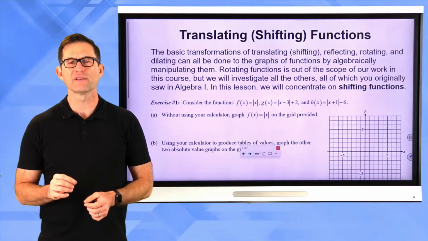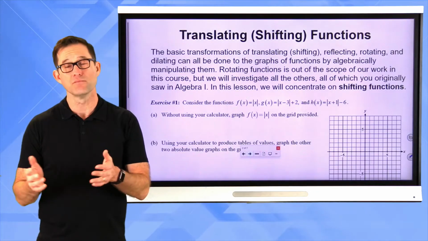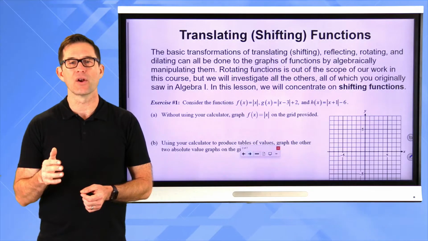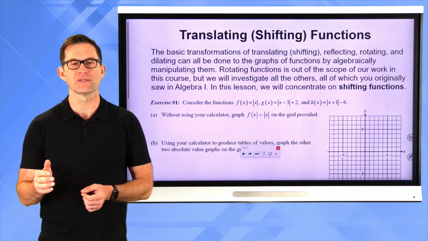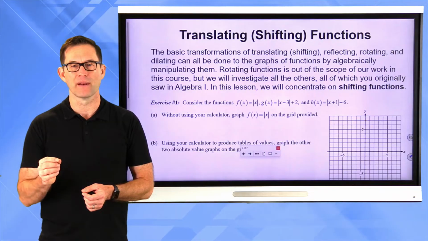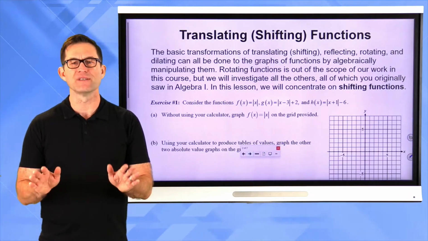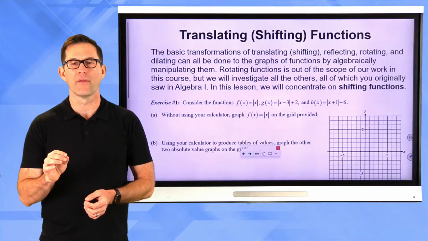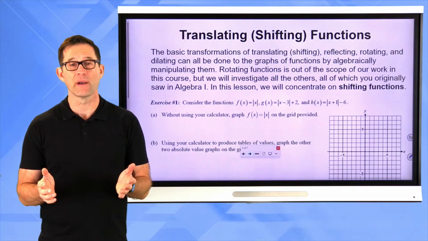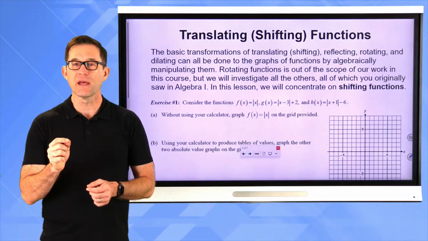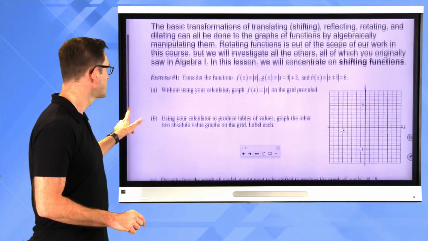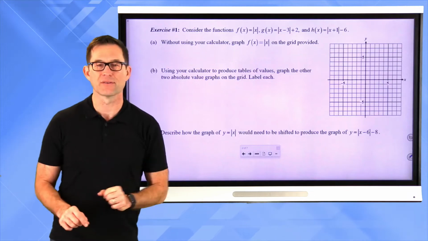The basic transformations of translating, otherwise known as shifting, reflecting, rotating, and dilating can all be done to the graphs of functions by algebraically manipulating them. Rotating functions is out of the scope of our work in this course, but we will investigate all the others, all of which you originally saw in Algebra 1. In this lesson, we will concentrate on shifting functions. So let's take a look at exercise number 1.